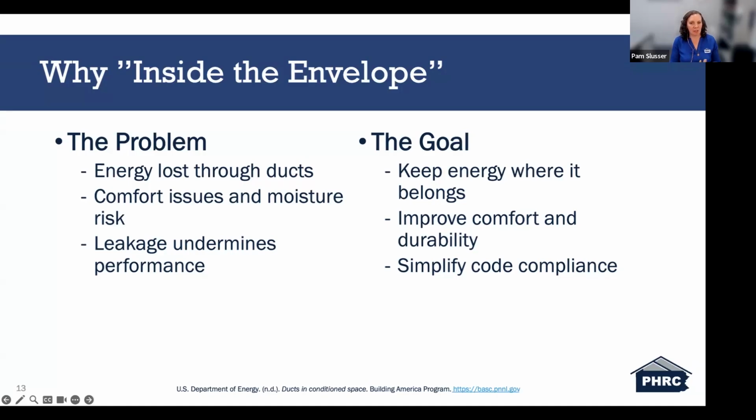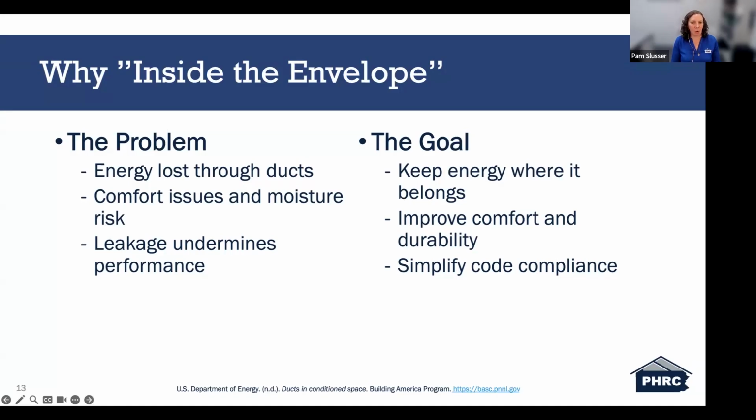It also shows up as comfort issues. Rooms that are too hot or too cold and can introduce moisture risks, especially in a mixed humid climate like we have here in PA, condensation becomes a concern. So duct leakage, even small amounts have huge impacts. When ducts are outside the envelope, that air is often lost directly to the exterior, which reduces system efficiency and it undermines the performance of an otherwise well-designed enclosure.